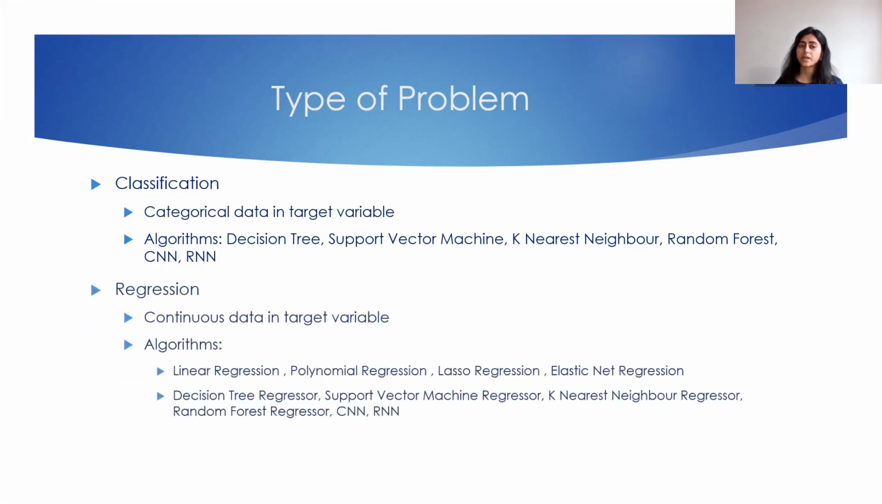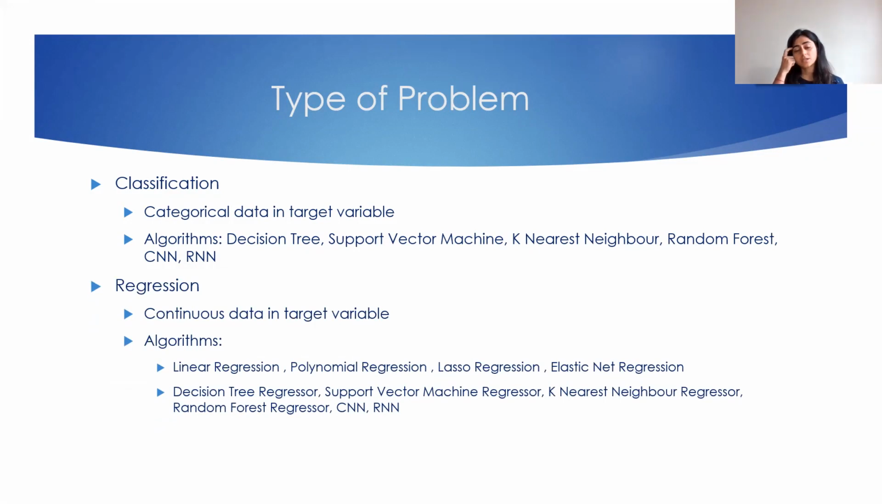And if we talk about regression, the target variable has continuous data. Continuous data means numerical values. For example, when we are going to predict some value like a temperature, that is a number. So that is called a regression problem. The algorithms for regression are linear regression, polynomial regression, lasso regression, elastic net, decision tree regressor, support vector machine regressor, KNN regressor, random forest, CNN, RNN. So we have various types of regression models.